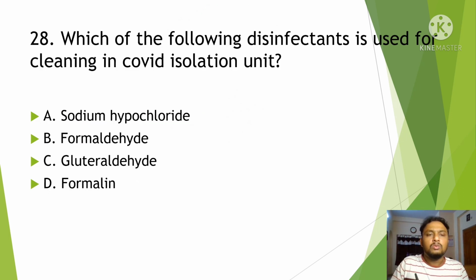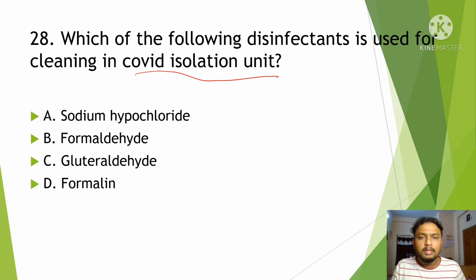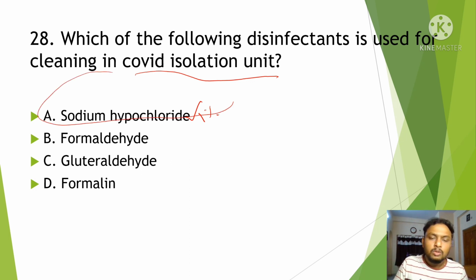Next question. Which of the following disinfectants is used for cleaning in COVID isolation units? This is also very widely used nowadays for spraying disinfectant in all the COVID areas. Options are sodium hypochlorite, formaldehyde, glutaraldehyde, formalin. Please type your answer fast in the comment box. Your option is sodium hypochlorite. 1% sodium hypochlorite is used for spraying to disinfect the COVID isolation units.